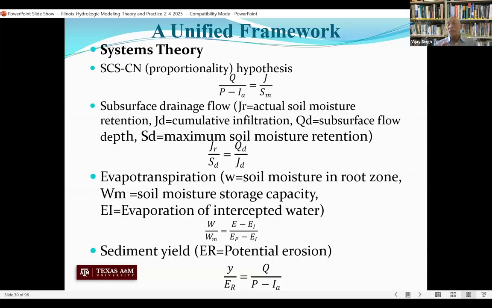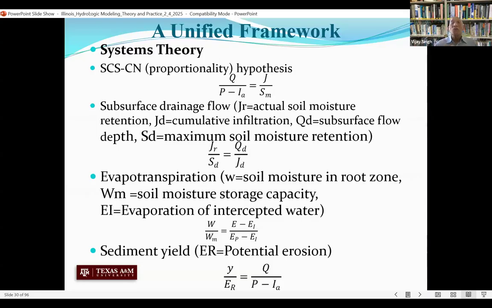So the main abstraction is nothing but infiltration. The cumulative amount of infiltration, which can take on a maximum value, is equal to the porosity or the maximum soil moisture retention. This is the proportionality hypothesis.